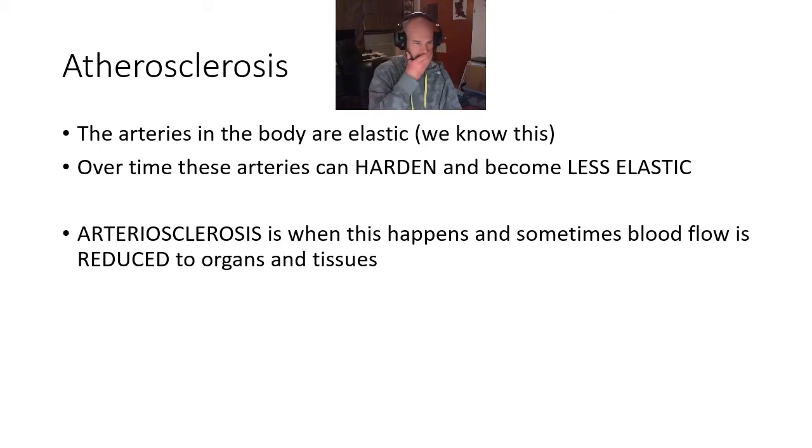And what actually happens is that because the arteries have hardened, because they might have also narrowed, the blood flow is reduced to the organs and to the tissues. And if you get a blockage, that's when you end up with heart attacks and those sort of things, depending on which artery gets blocked.